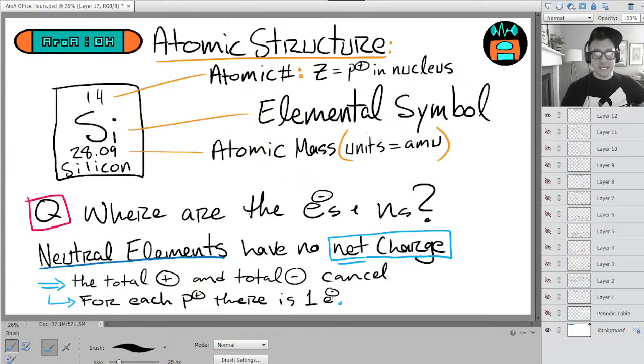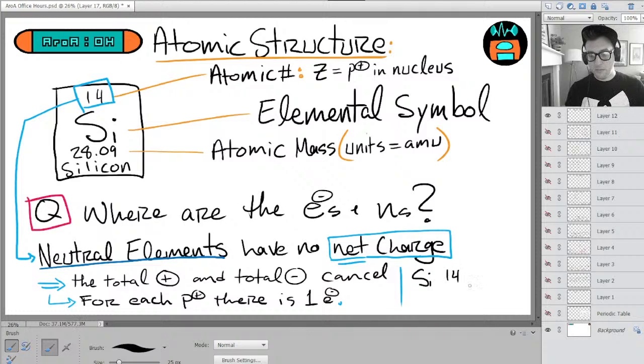But what that means is you can look at the periodic table for any element, and because neutral elements have no net charge, for every positive there's a negative to cancel, so the total sum is 0. For every positive 1 there's a negative 1. 1 minus 1 is 0. That means that the atomic number tells you the electrons for a neutral element. So, for example, silicon has 14 protons and 14 electrons.